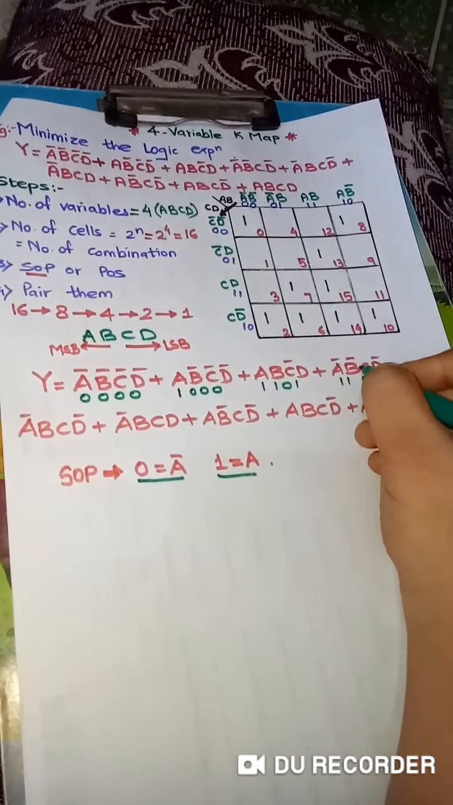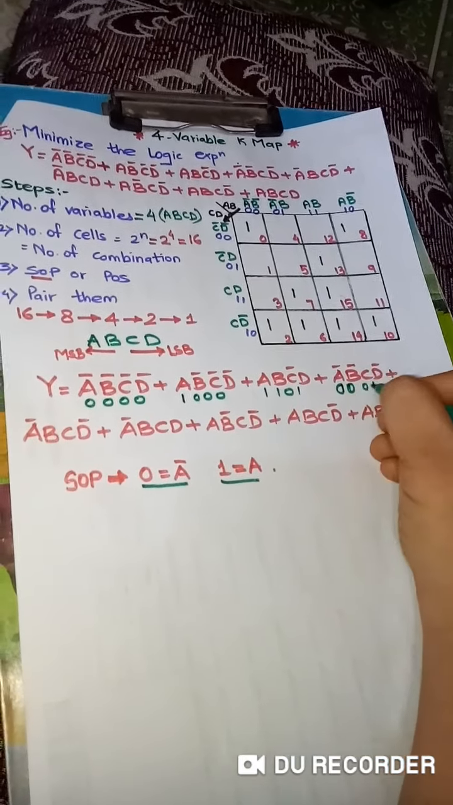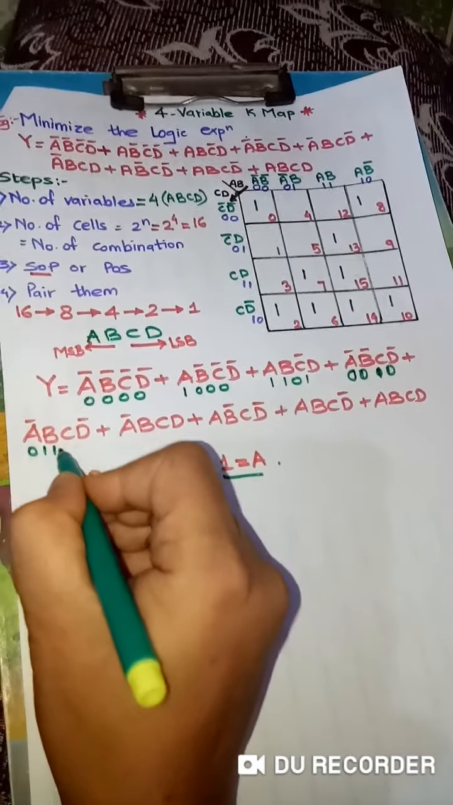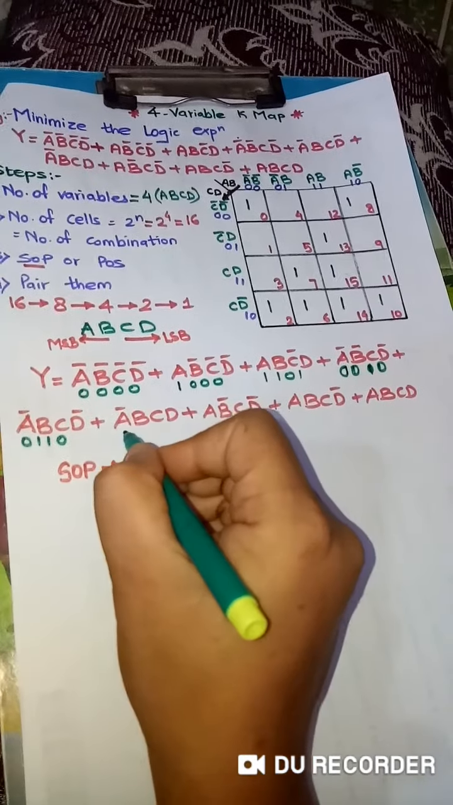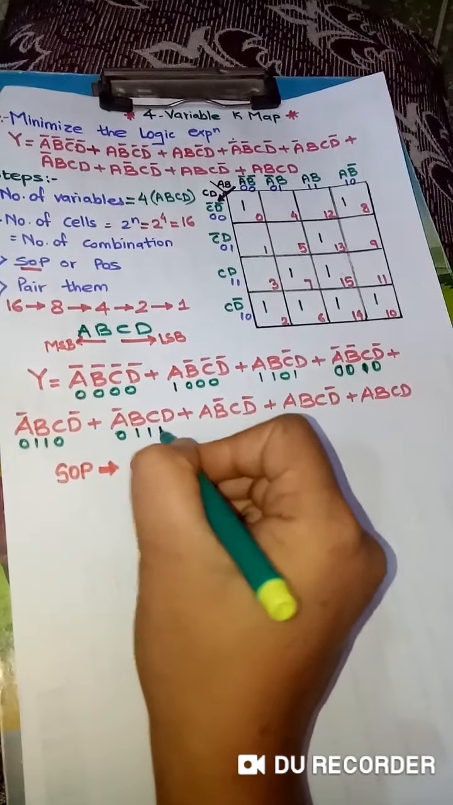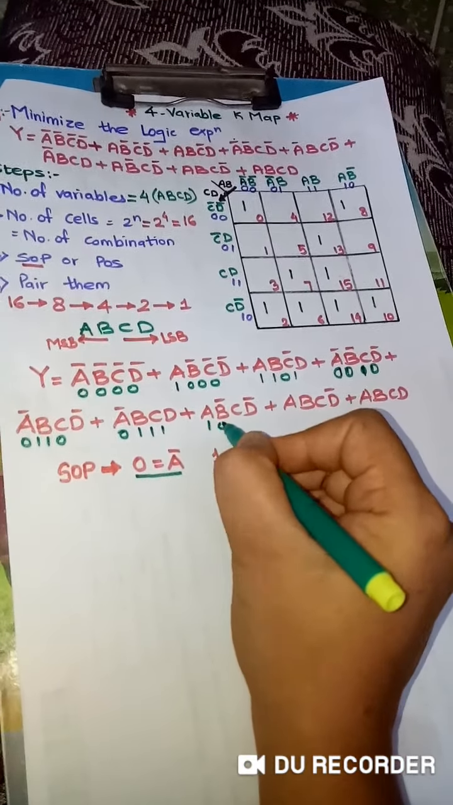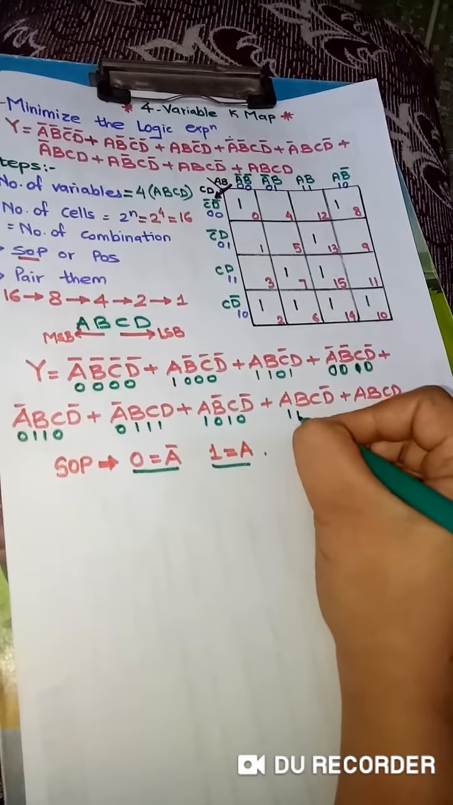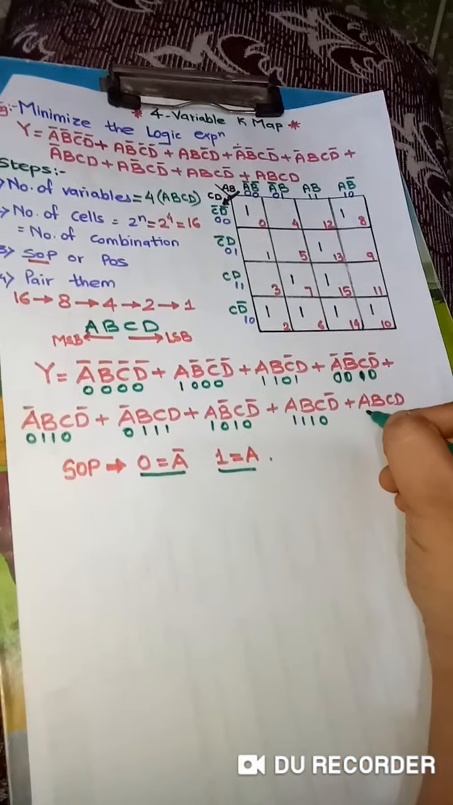Sorry. This will become 0, 0, 1, 0. This will become 0, 1, 1, 0. This will be 0, 1, 1, 1. This will be 1, 0, 1, 0. And this will be 1, 1, 1, 0. Last is 1, 1, 1, 1.